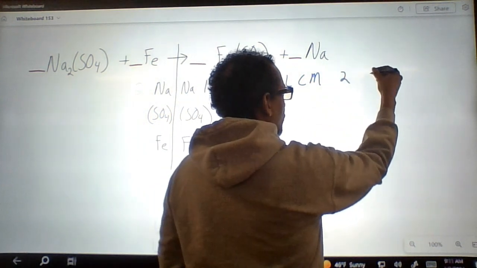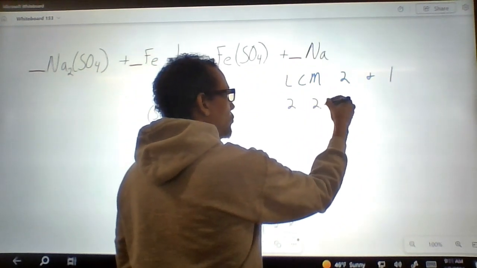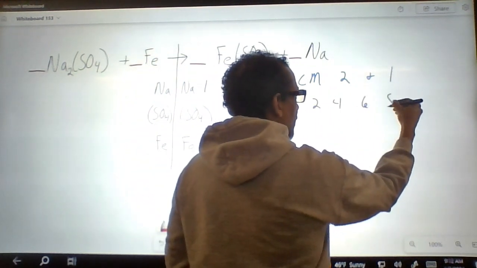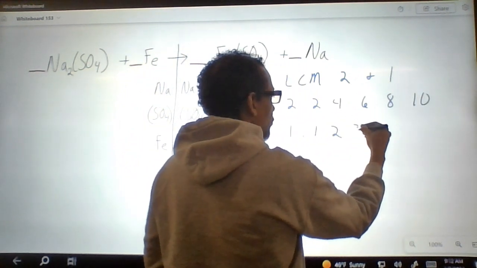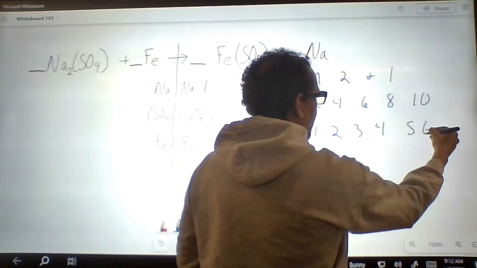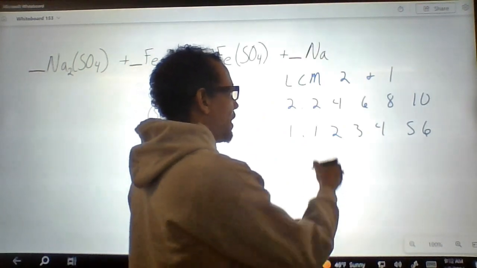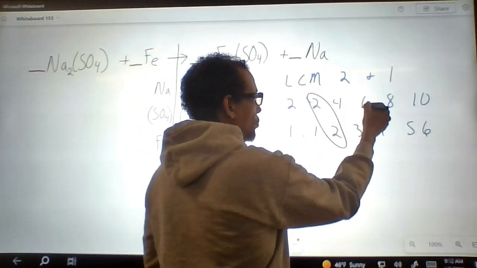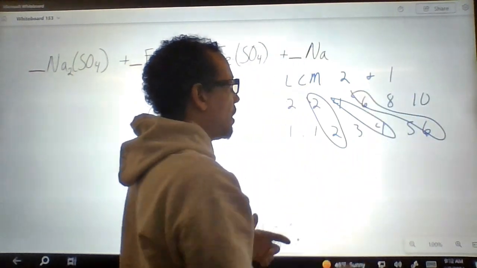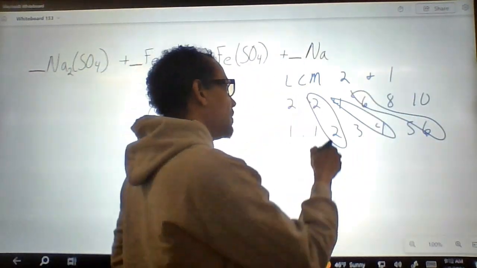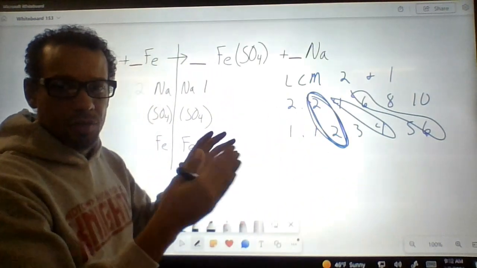of 2 and 1. So factors of 2 are 2, 4, 6, 8, 10. Factors of 1 are going to be 1, 2, 3, 4, 5, 6. All right, so for the least common multiple, we have multiples that are common: 2, 4, 6. These are all common multiples of 2 and 1, but the least common multiple is going to be 2. So I know that on both sides we want to have 2 to make sure it's balanced.